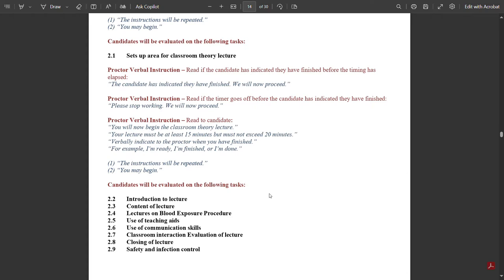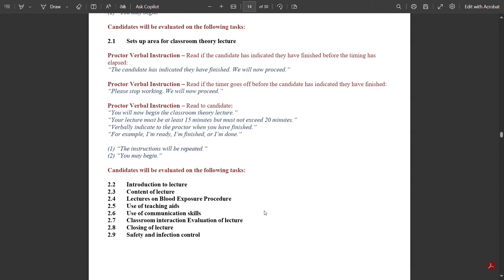The instructions will be repeated. They will repeat the instructions and then tell you, you may begin. So again, it needs to be at least 15 minutes, and no more than 20 minutes. So anywhere in that window, and you're good.